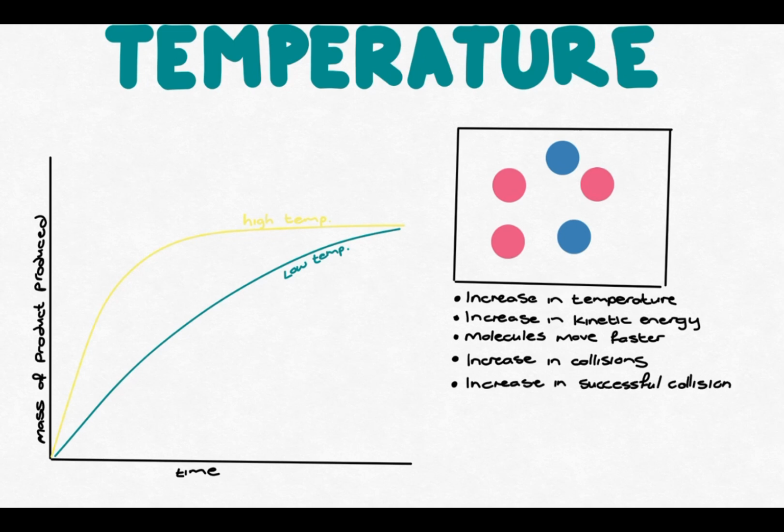The effect that temperature has on collisions is not so straightforward as concentration or surface area. So a small increase in temperature will cause a large increase in rate. For aqueous and gas systems, a rough rule of thumb is that for every 10 degrees Celsius increase in temperature, the rate of the reaction approximately doubles as well.